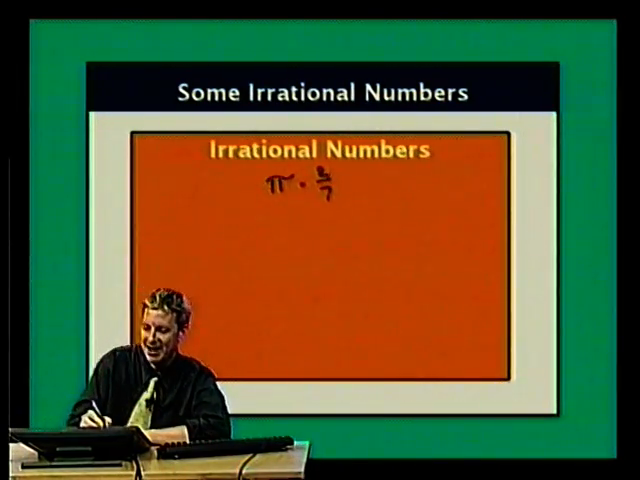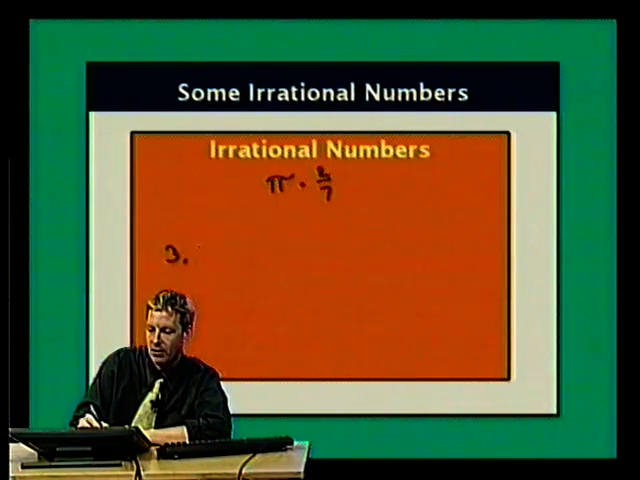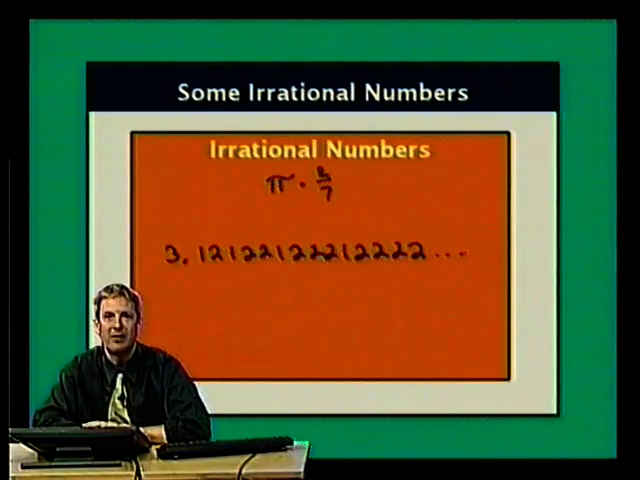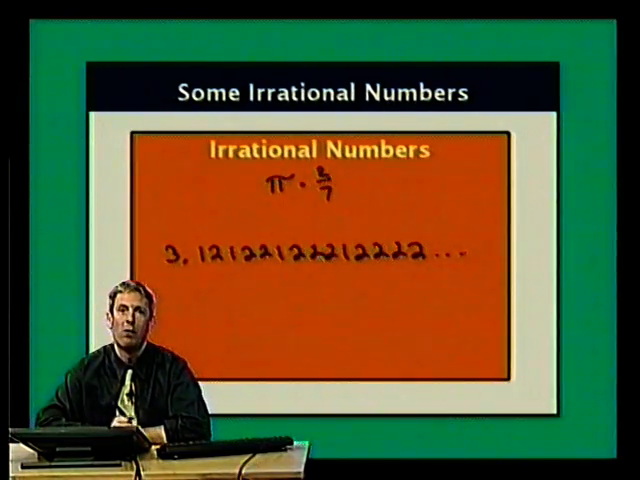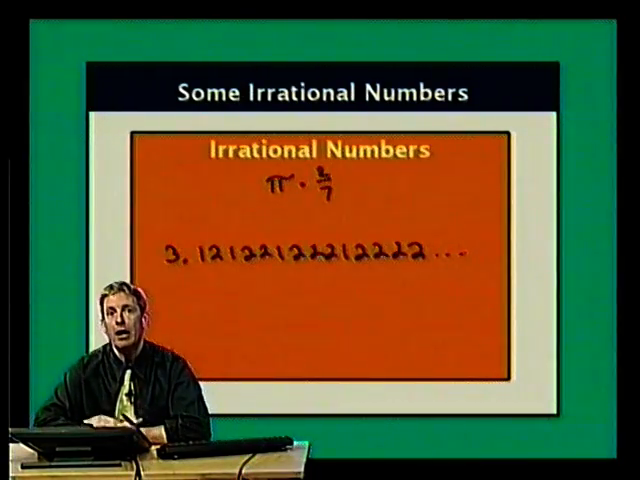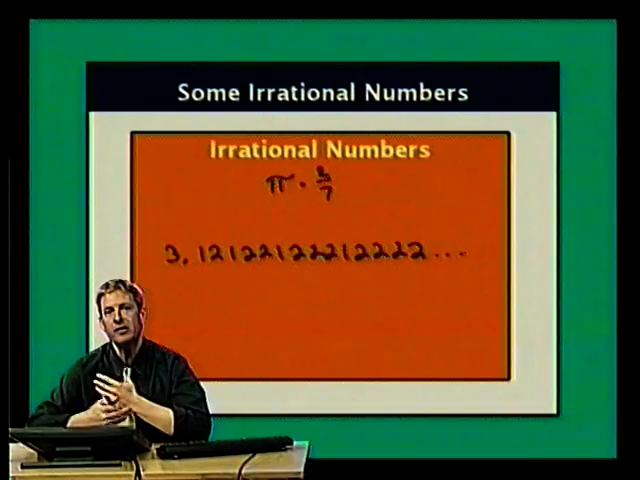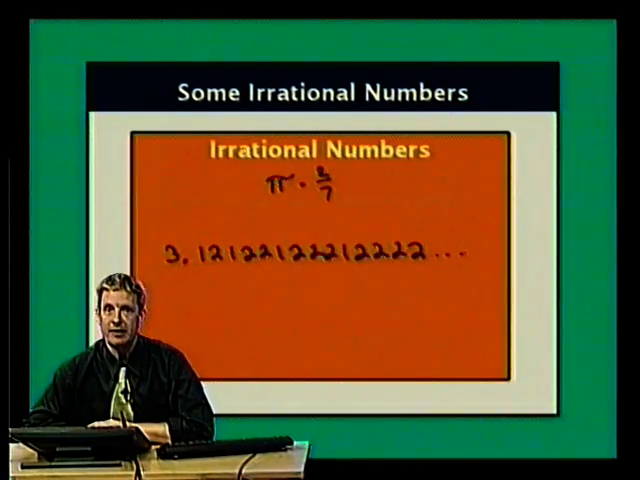Let's consider this number, 3.12122, 1222, 12222. Hopefully you're seeing this pattern that I'm getting a 1 followed by ever more occurrences of 2. So we could predict what this number is doing later on. So there is a certain amount of repetition to this number.